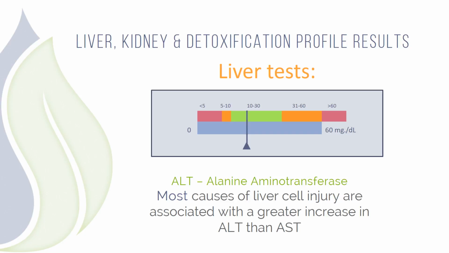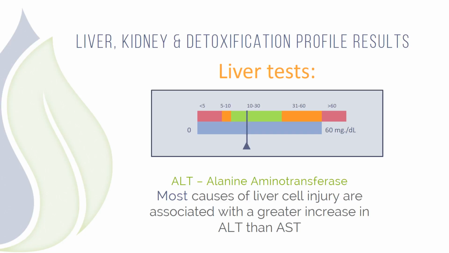On the other end of the spectrum, 31 to 60 is mildly elevated, and greater than 60 is too high. Most causes of liver cell injury are associated with a greater increase of ALT than AST, and when this is not the case, sometimes it gives us a clue as to what's going on. Many doctors look at ALT just for elevation. They don't think it can be too low, but actually, the data shows that low levels of ALT are associated with decreases in B vitamins, especially vitamin B6. So we think that ALT can be too low.